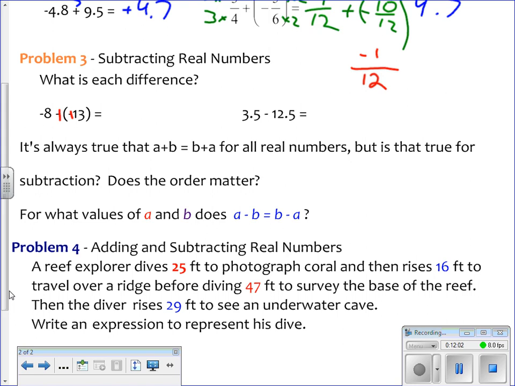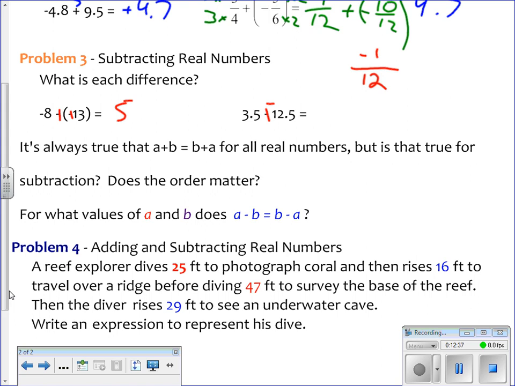Okay, so instead of negative 8 minus negative 13, I have negative 8 plus 13. Okay, so negative 8 plus 13, what do I get? I get 5. Same thing on this one. Instead of 3.5 minus 12.5, I make it 3.5 plus negative 12.5.